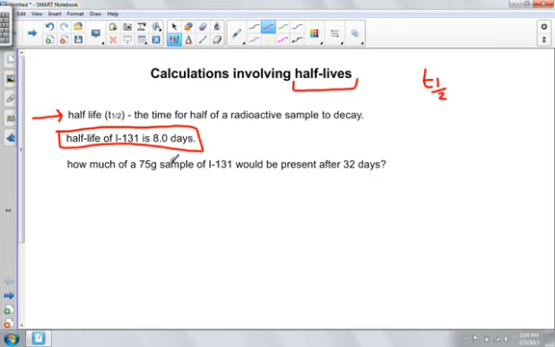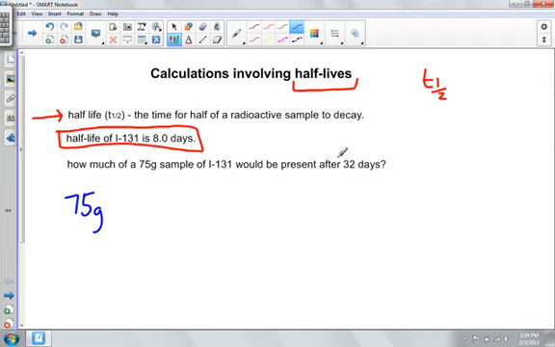So the question here is calculations involving half-lives. For example, if we had a 75-gram sample of iodine-131, the question is how much of that sample would be present after 32 days had elapsed. And so really all we're looking for here is how many half-lives have occurred. If we can figure out how many half-lives have occurred, we can see what's going to happen to our amount of sample.